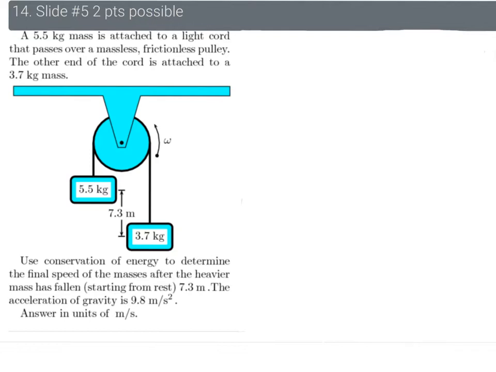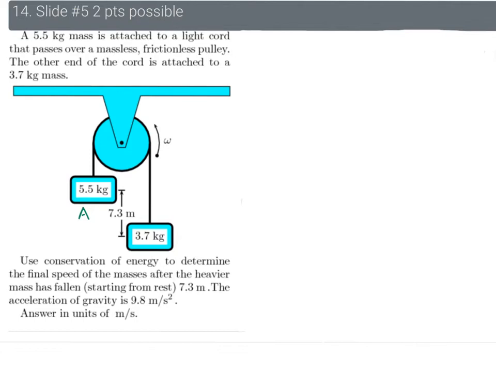But we need to figure out, well, first of all, let's call this block A over here on the left-hand side. And so block A, at the beginning, initially, block A has 0 kinetic energy. So I'm going to call this K for kinetic energy. The subscript is A, that's for block A, and then O is going to be for original. So the original kinetic energy of block A is 0, because it's not moving.